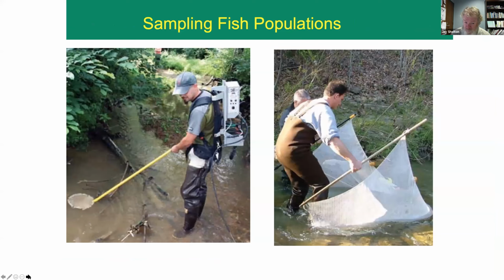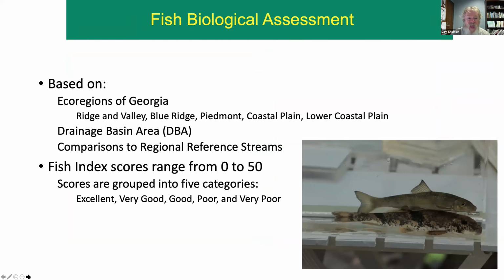And so what we do is we use various sampling methods to not just assess individual species, but to assess the entire fish community. And then we can make some inferences about the overall ecological health. That needs to be based on regional conditions. And so I'm using Georgia here as an example because that's where I am. And the regional conditions will be totally dependent on where you are.